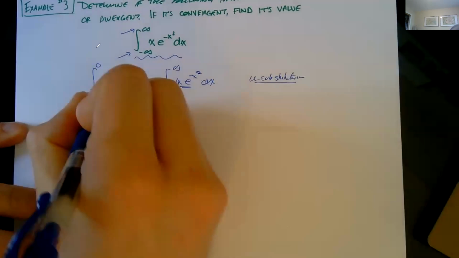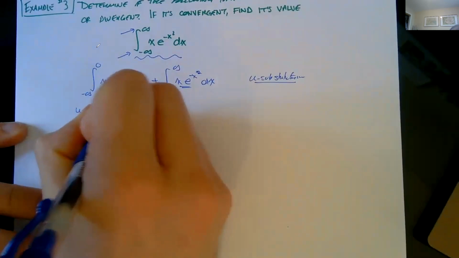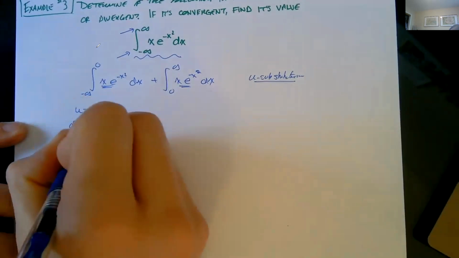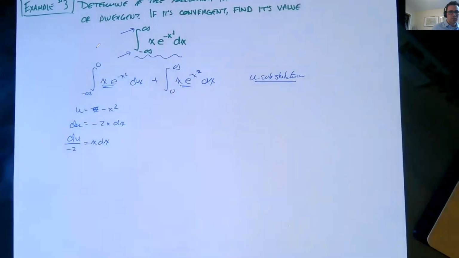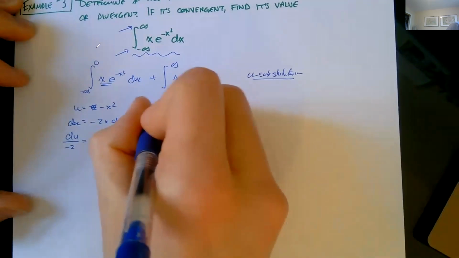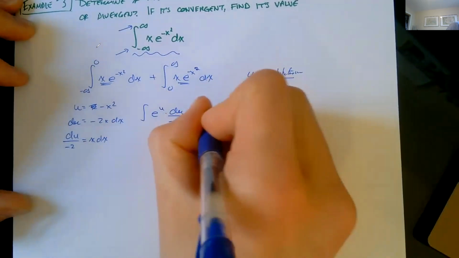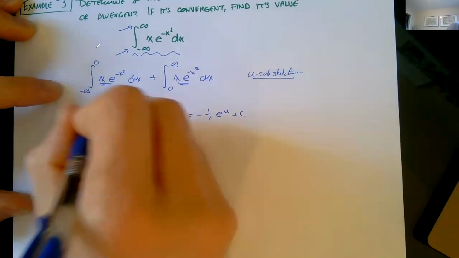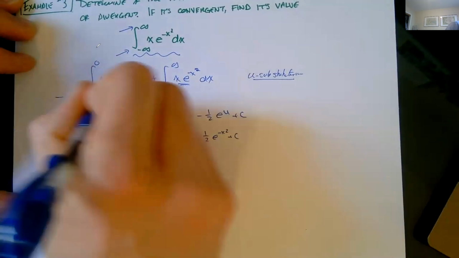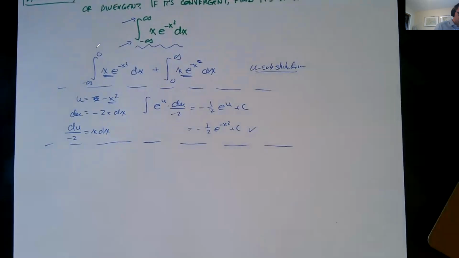u will equal negative x squared. du will equal negative 2x dx. We can then isolate x dx: du over negative 2 equals x dx. Then the indefinite integral of e to the u times du over negative 2 would be negative 1/2 e to the u plus c. Then I can substitute my u back in. This would equal negative 1/2 e to the negative x squared plus c. And so that was my work to find my antiderivative.